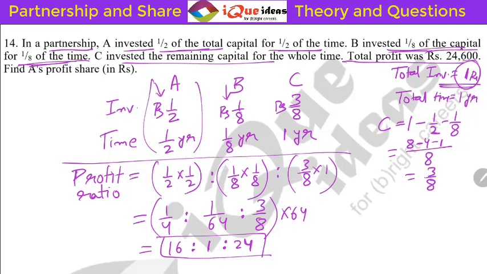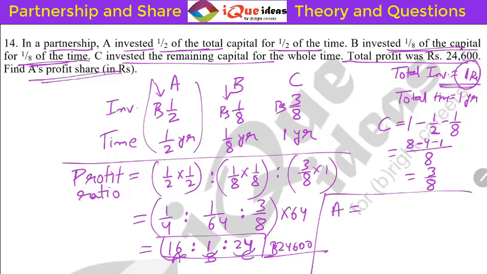Alright. Now what is the question? The question is asking, the total profit is 24,600. Find A's share. So total profit is 24,600 rupees. Ratio is 16:1:24. That is A is to B is to C. So from here we get the A's share will be equal to, A's share is 16 here. So it is 16 divided by 16 plus 1 plus 24. 16 plus 24 is 40 plus 1, 41, into 24,600. Right? So this is a normal division.